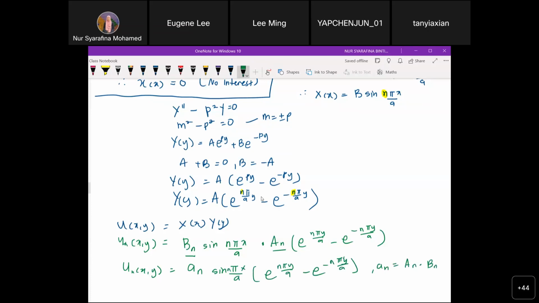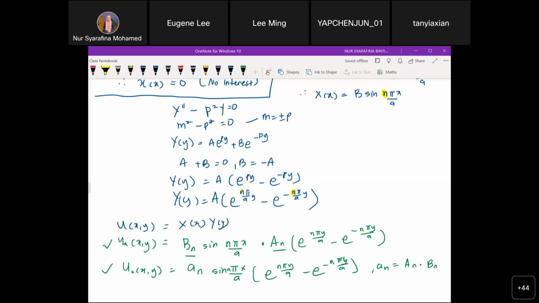Are we good? Where do we get the last two equations? The last two equations? You mean this one? The green one?